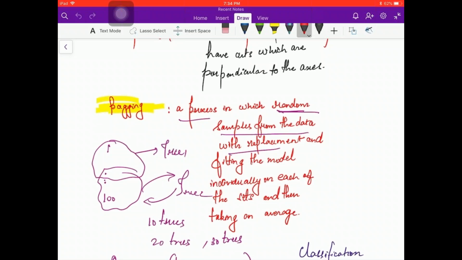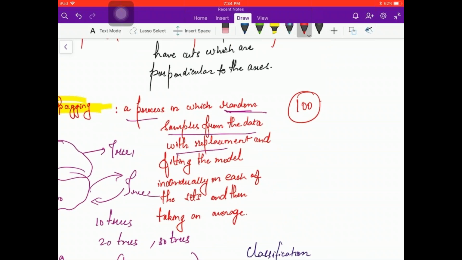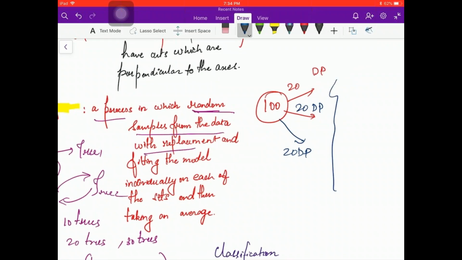So let's say you have 100 data points. You are told that you want to take random samples of, let's say, 20 points with replacement. And you want to take 1,000 samples. So basically, you have 100 data points, you take 20 data points. Now, you have taken, let's say, 1,000 samples like this.